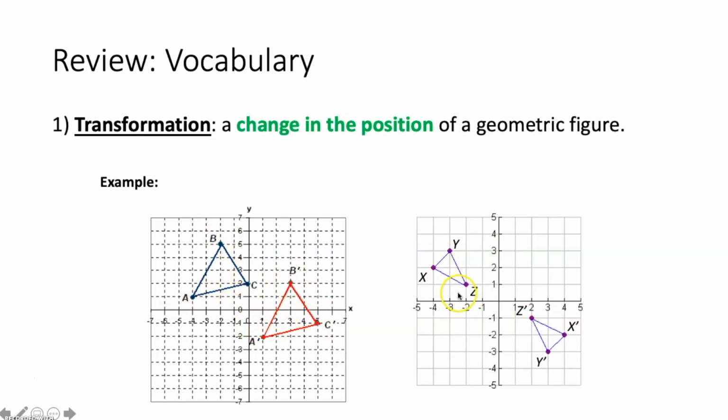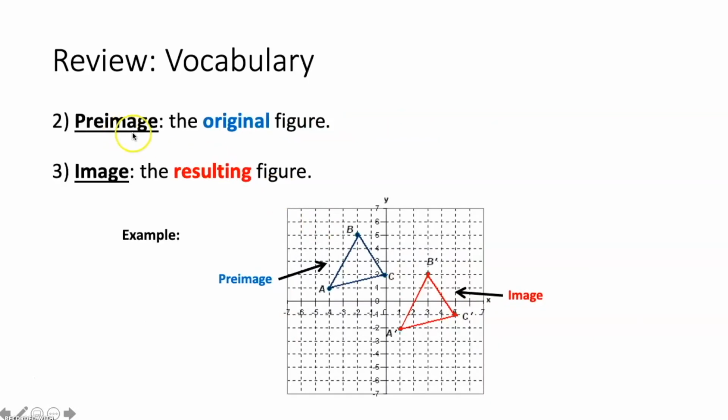Over here, we have our initial figure, triangle XYZ, which we call our pre-image. It undergoes some type of transformation to end up with our resulting figure, which we call our image, triangle X prime, Y prime, Z prime. In this case, our transformation was a rotation. Again, the pre-image is your original, starting figure, whereas the image is your resulting figure. It's what you get after you take your initial pre-image and perform some type of transformation to it.